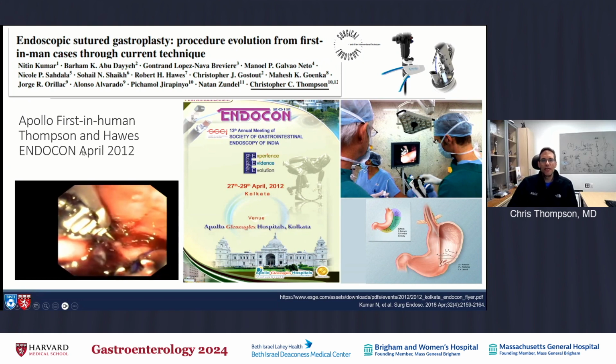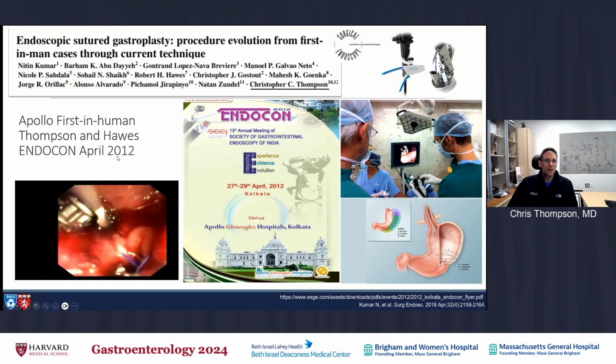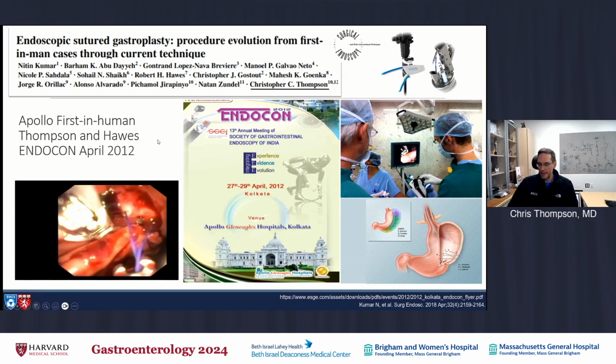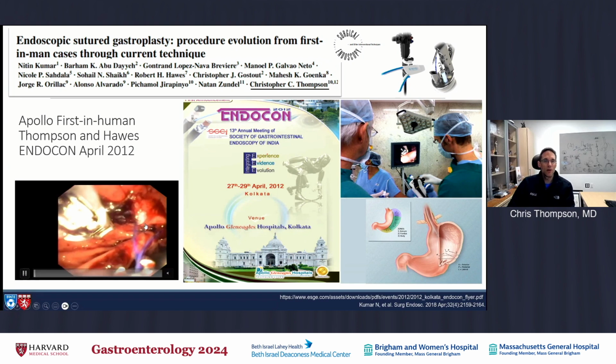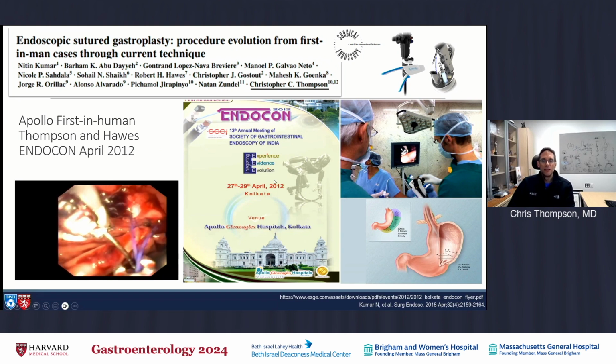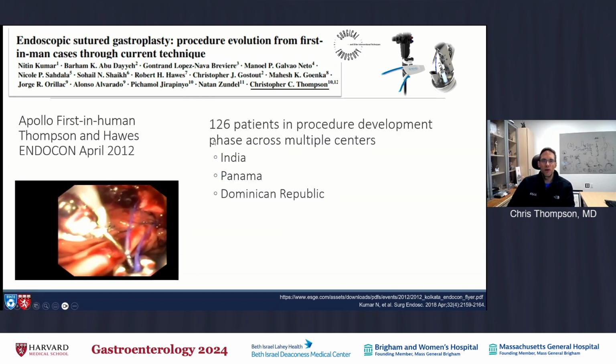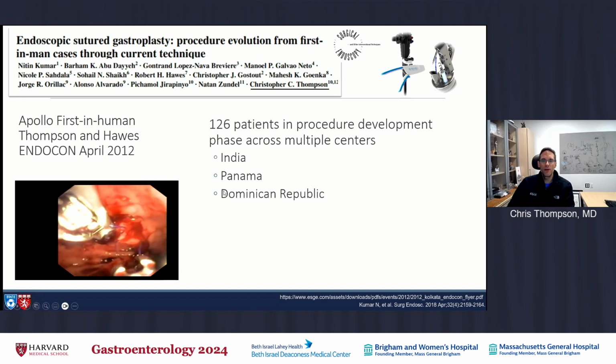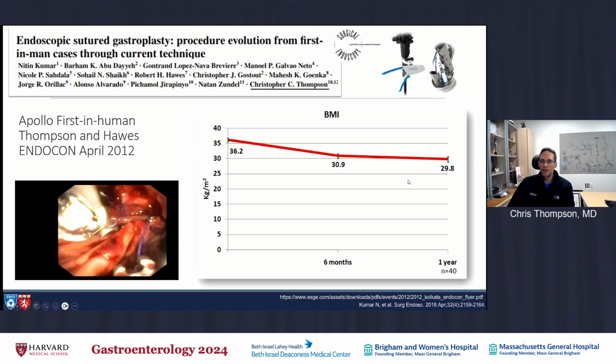We did the first in-human ESGs with the current OverStitch device. This is Gen 2. We presented this, and actually we did one of the cases live. This was the live broadcast case in India. The first several cases were done in India in 2012, and then we moved to the Dominican Republic and Panama. So we did a kind of international pilot study, if you will, of 126 patients.